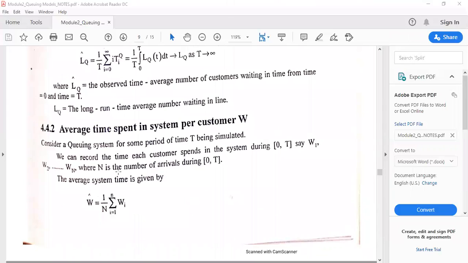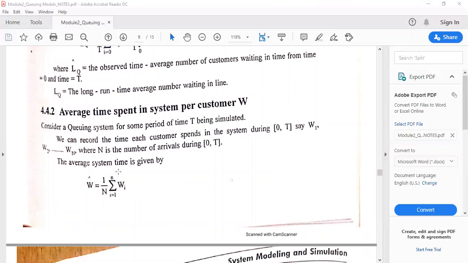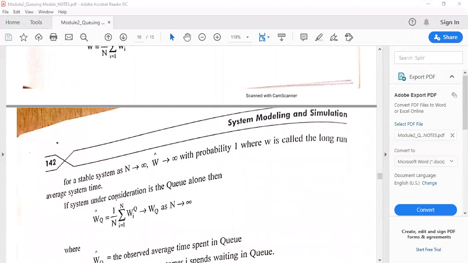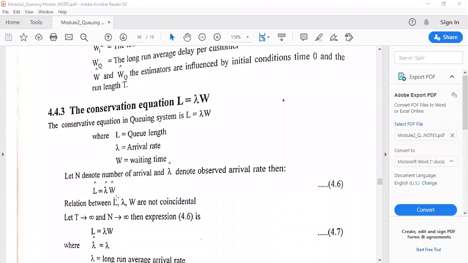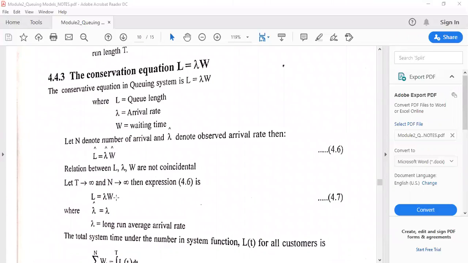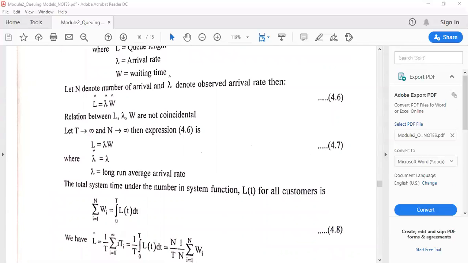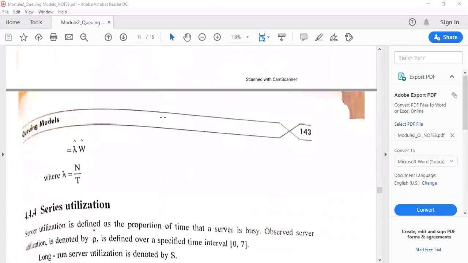In the same way, we have the average time spent in the system per customer, which is W. The average system time is given by the formula W cap is equal to 1 by N, sigma i equal to 1 to N Wi. Next we have the conservation equation, which is L is equal to lambda W, where L is the queue length, lambda is the arrival rate, and W is the waiting time.